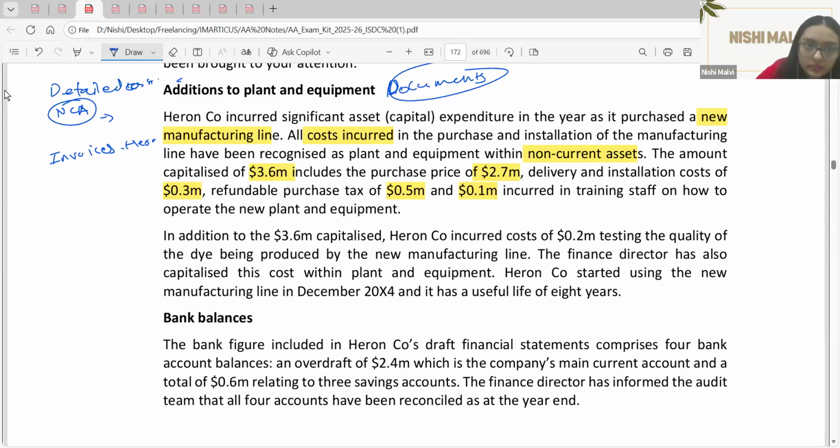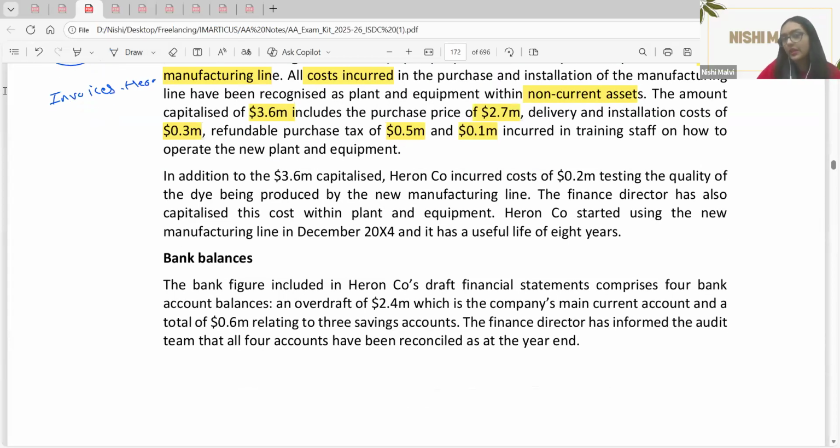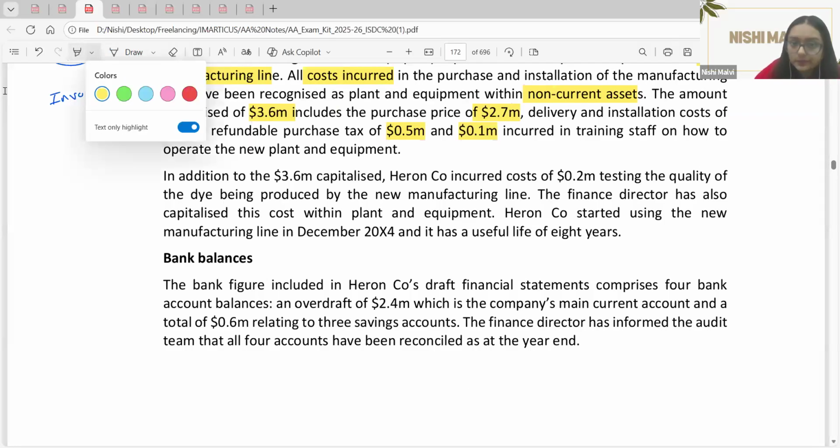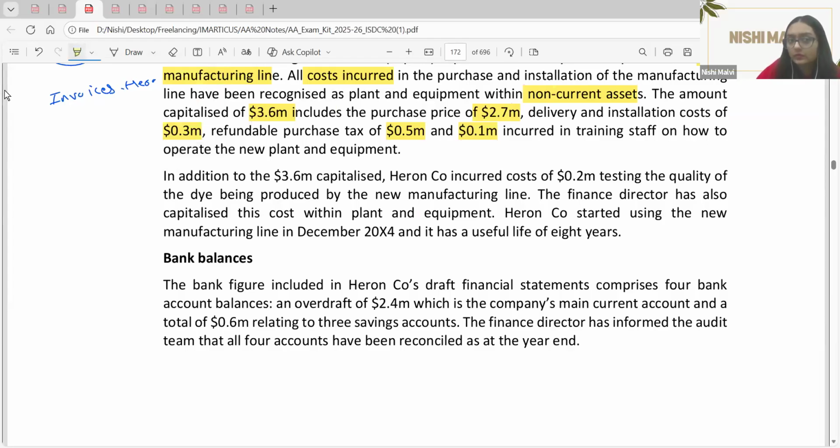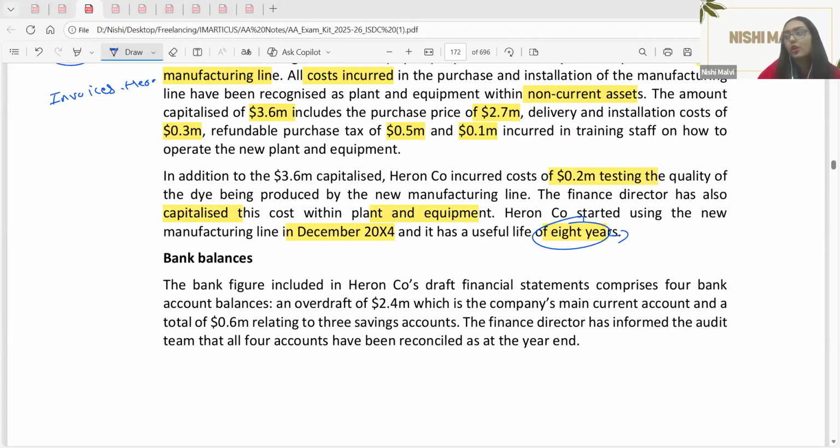Just a second. Let's read further. In addition to 3.6, Heron incurred cost of 0.2 on testing the quality. Can this be included? No, that cannot be included. Finance sector also capitalized this cost with the PPE. Heron company started using the new manufacturing line. It has a useful life of 8 years. Yes, very good. Whenever they say useful life 8 years, check on what basis they have taken 8 years. Check for the supporting documentation.